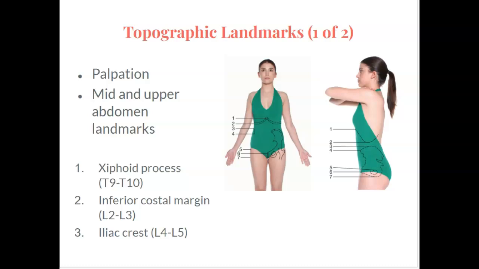Some topographic landmarks you need to remember are the xiphoid process at T9, T10, the inferior costal margin is going to lay at L2, L3, and then the iliac crest is going to lay roughly at L4, L5.